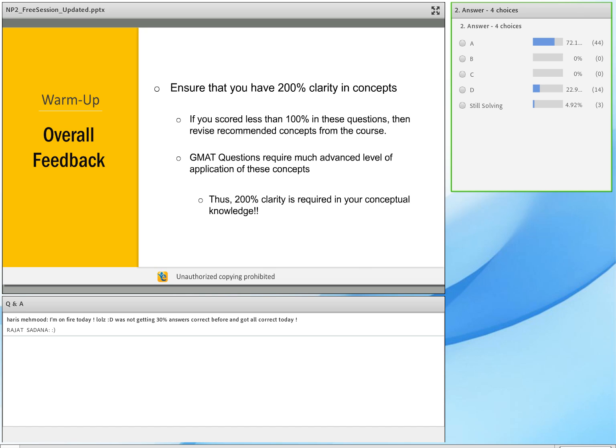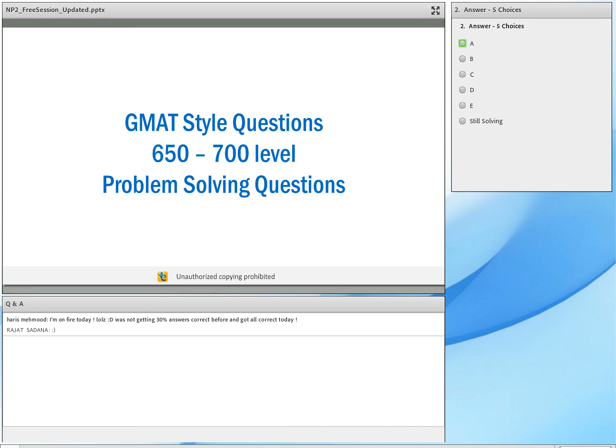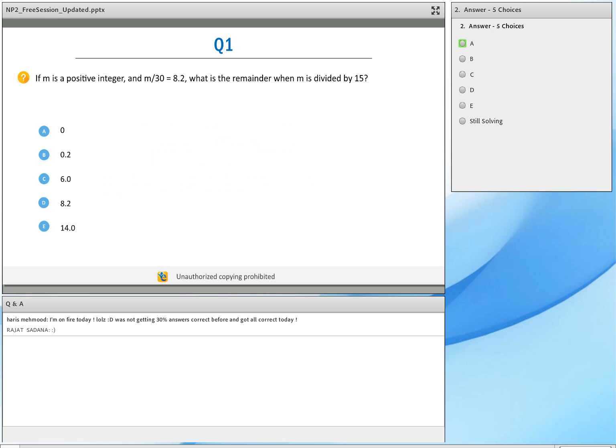Now, let's start solving 650 to 700 level questions. And to do that, we're going to use our next poll over here and select still solving. Actually, we have a fairly good number of people. I don't need to do 5, 4 every time. So it's PS questions, and here is our next question. Good luck, guys.